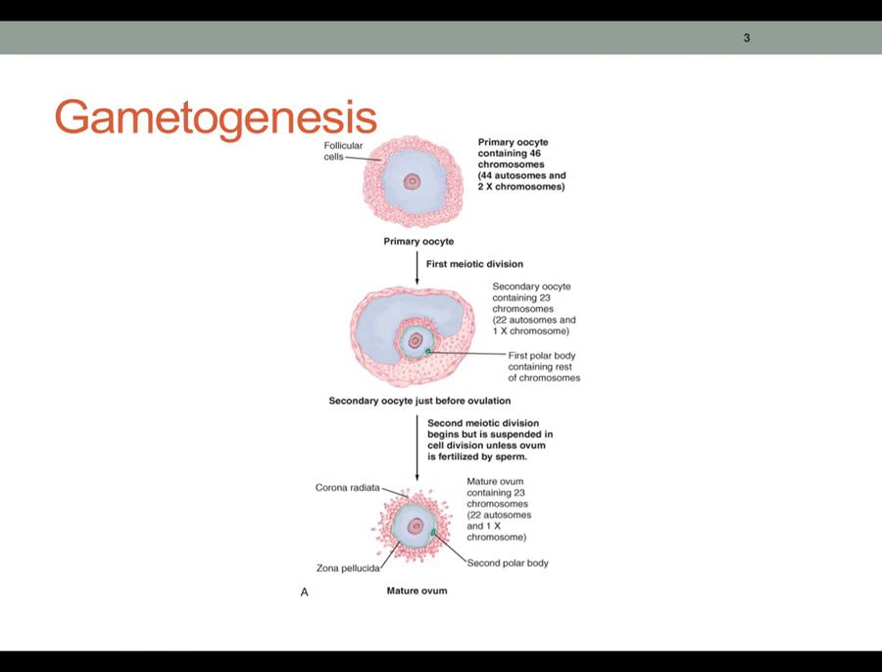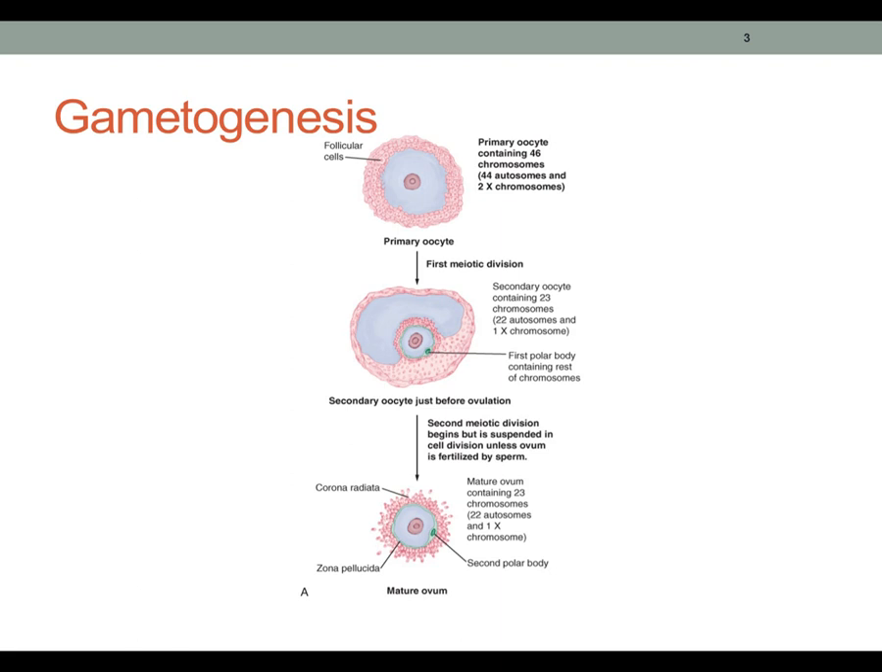So we start out with a cell, an oocyte, and it has 46 chromosomes. So you've got the 44 autosomes and then 2 X chromosomes. Because remember, the female can only give an X. A male can give an X or a Y. So females can only pass on female chromosomes. The father is the determining factor of the sex of the baby.